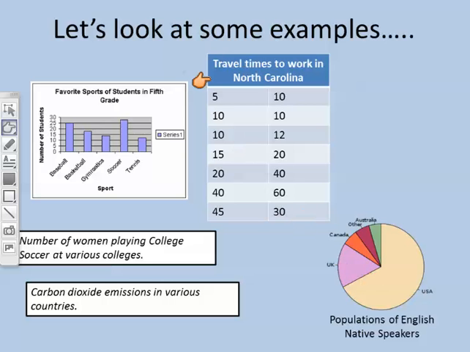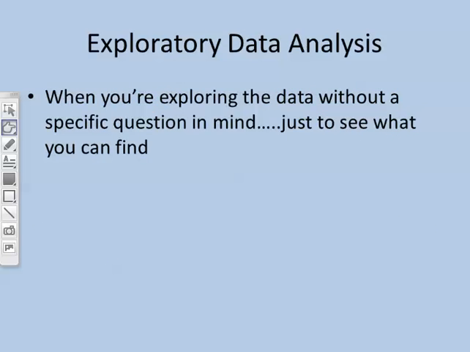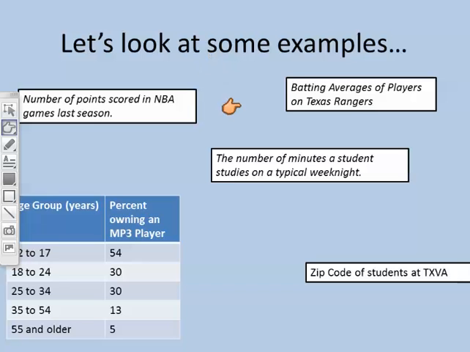Okay? How about this one? Travel times to work in North Carolina. Well, these are actual numbers, and they don't really change, do they? This would be an example of a quantitative, discrete information. Okay? It's something that you measured, but it is something that will be the same. It doesn't change very much. Okay? Let's go forward and look at some other examples.